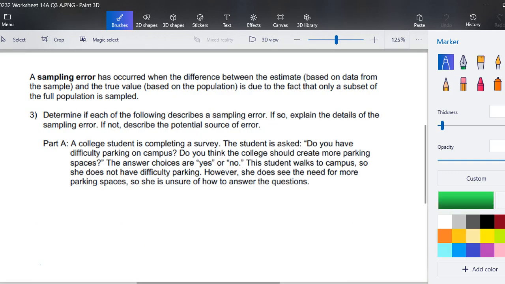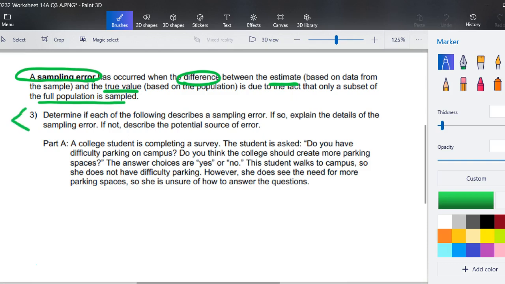So sampling error, make sure you have a card for this or a place on your glossary or Google Doc. A sampling error has occurred when the difference between the estimate based on data from the sample and the true value based on the population is due to the fact that only a subset of the full population is sampled. Well, that's going to happen.